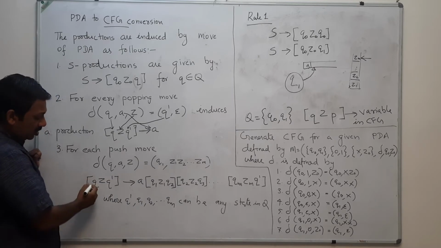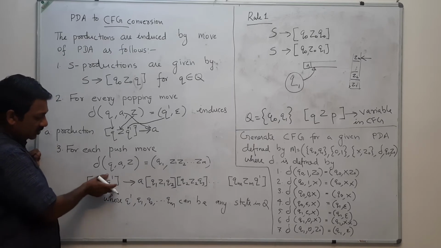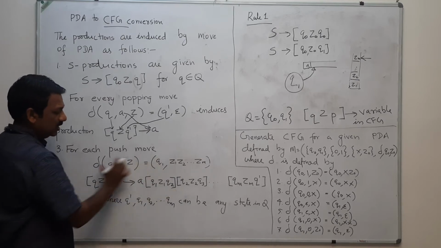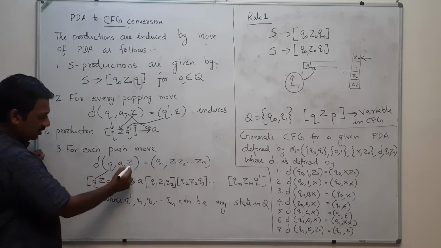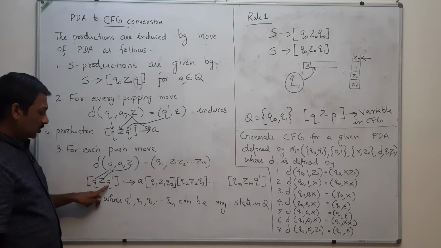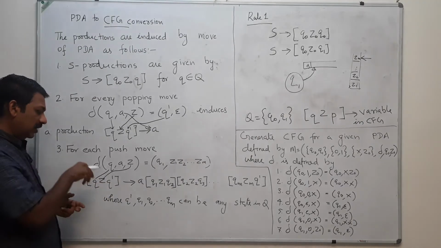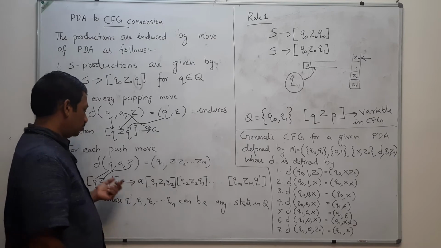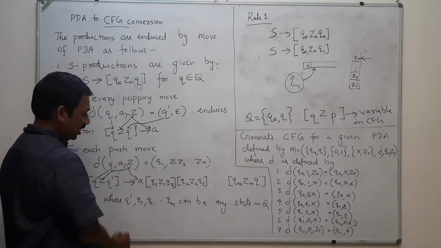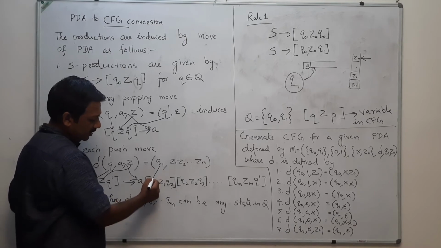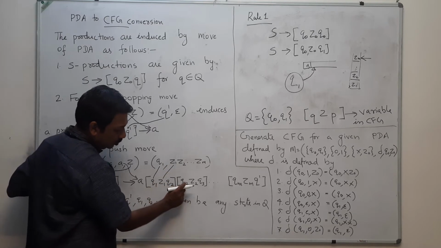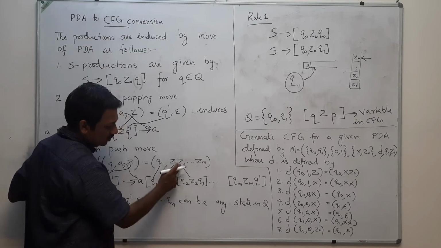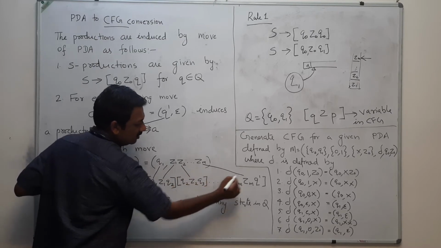a production line Q Z Q dash. This Q dash is not part of this. Q Z Q dash. This Q is coming from here. Z is coming from here. And this Q dash is coming from nowhere. That means you have intentionally put it there. That is equal to A, which is coming from here. Q1 is coming from here. Q1 Z1 Q2, then Q2 Z2 Q3. This is Q Z2. Z2 is coming from here and this Zm is coming from here.